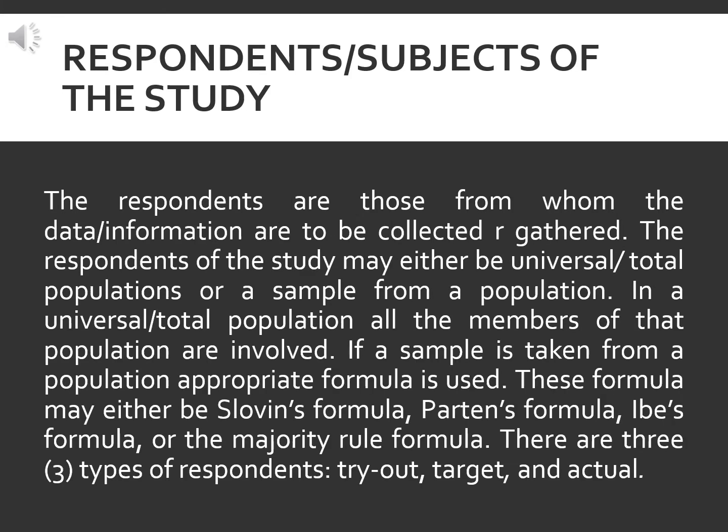Subjects of the study. The respondents are those from whom the data and information are gathered. The respondents of the study may either be the universal total population or a sample from a population. In a universal total population, all the members of that population are involved. If a sample is taken from a population, the formula may either be Slovin's formula, Parten's formula, Ibb's formula, or the majority rule formula. There are three types of respondents: tryout, target, and actual.